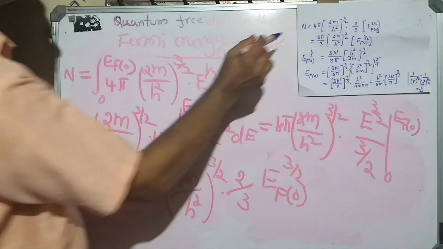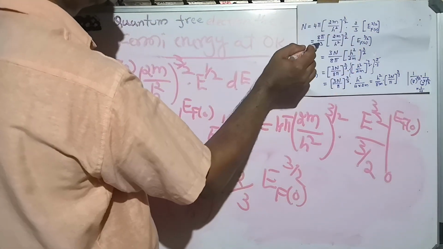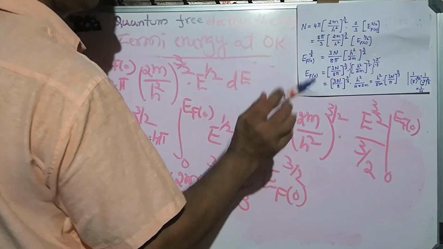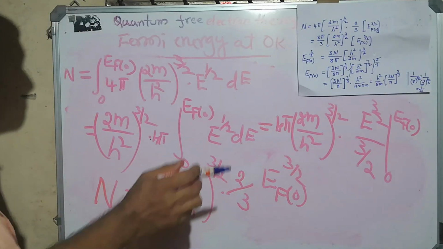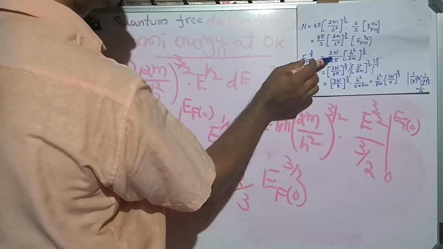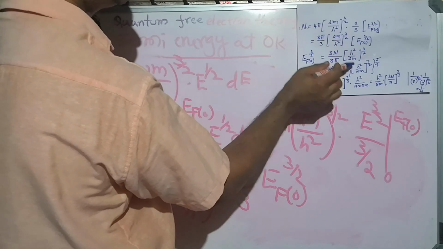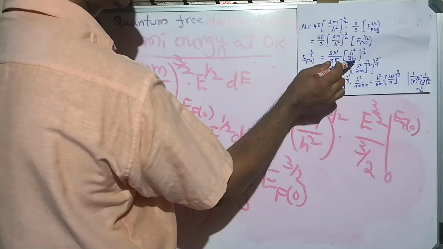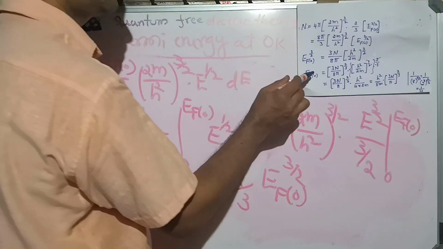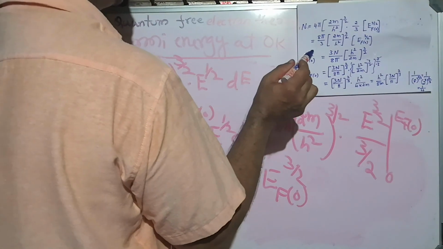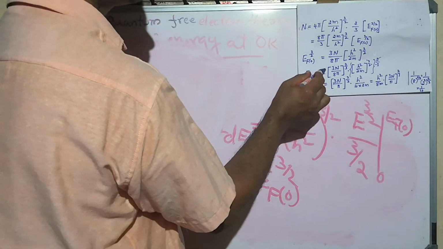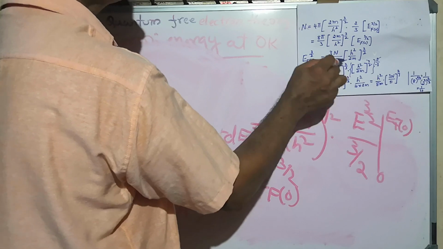Then you can multiply 4π into 2, which gives 8π/3, same (2m/h²)^(3/2), E_F0^(3/2). Then rearrange the equation: E_F0^(3/2) is equal to 3n divided by 8π, this comes to the numerator, 2m/h² comes to the denominator, so (h²/2m)^(3/2). Now, you require E_F0. Our aim is to get the expression for Fermi energy at 0 Kelvin. Therefore, E_F0 is equal to (3n/8π)^(2/3), right?